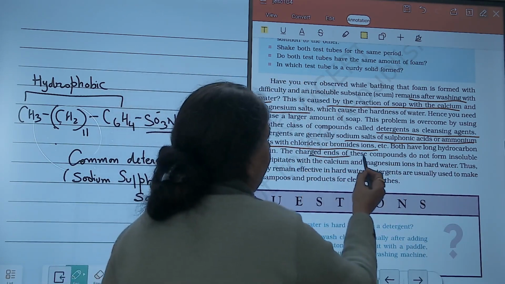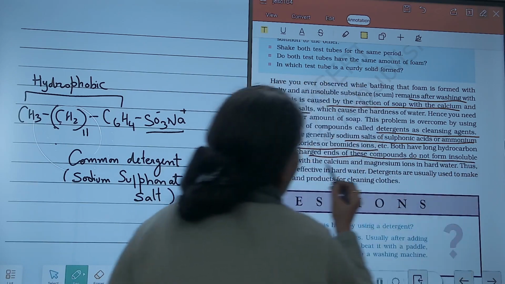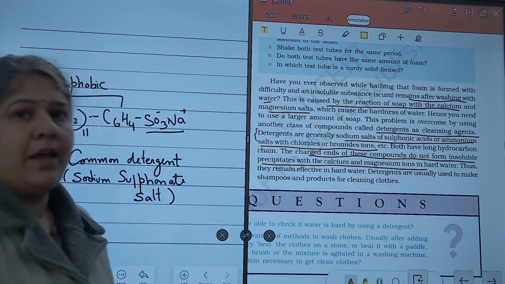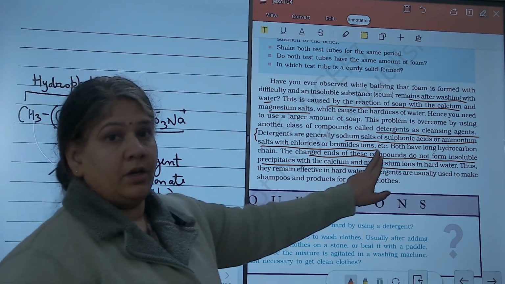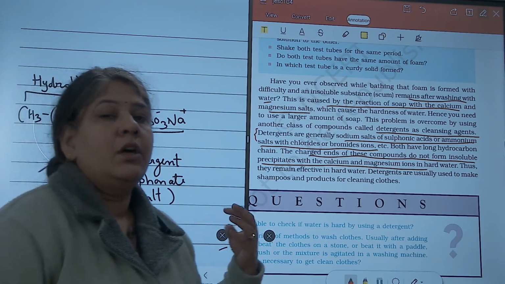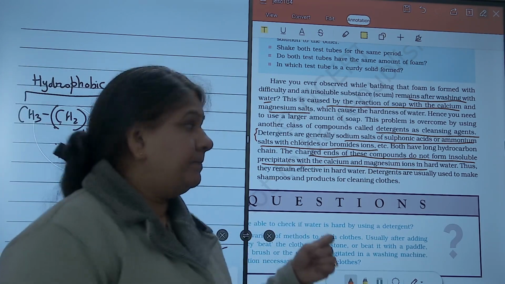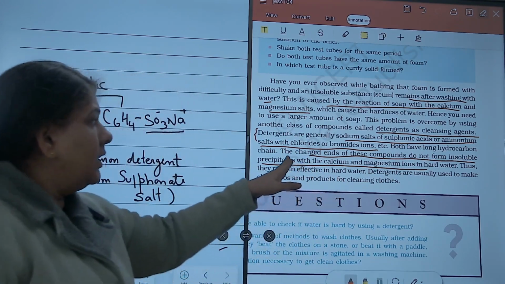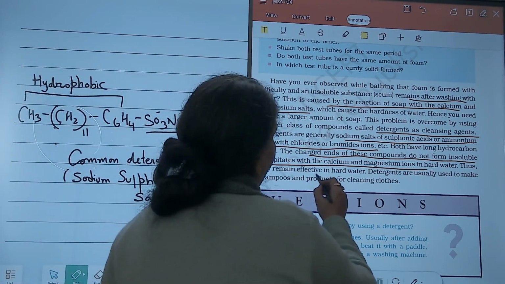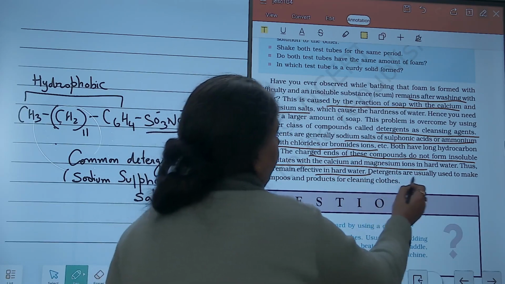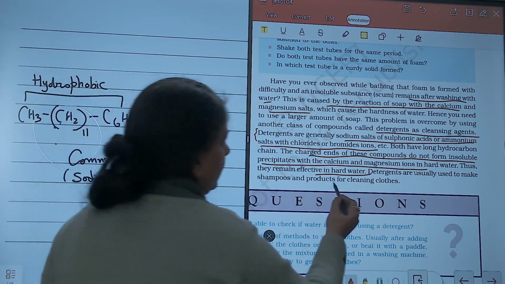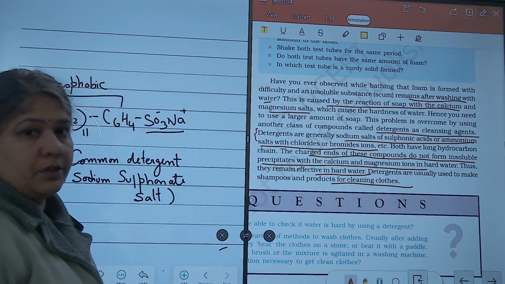The charged ends of these compounds do not form insoluble precipitate with calcium and magnesium ions in hard water. So detergents are used in case water is hard because it won't form the precipitate or scum. Thus, they remain effective in hard water. Detergents are usually used to make shampoos and the products for cleaning clothes.